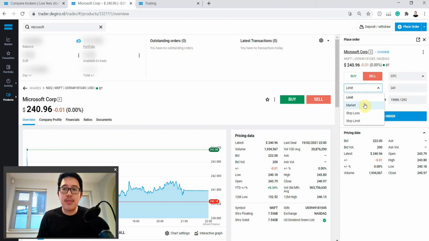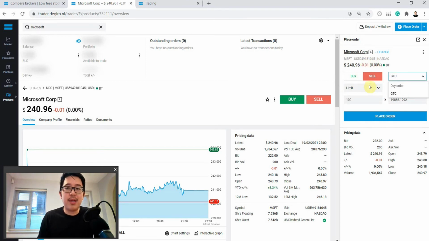Market is basically the market rate at the time when you want to execute that transaction. So if the price at that time is 240, it will process the transaction immediately. You don't need to wait for the share price to move if you use the market option. That's just the difference between limit and market.